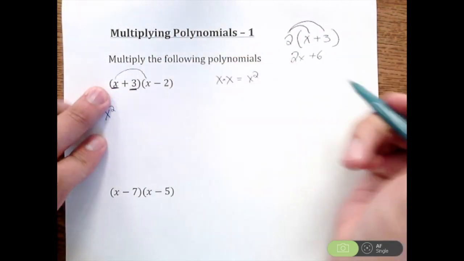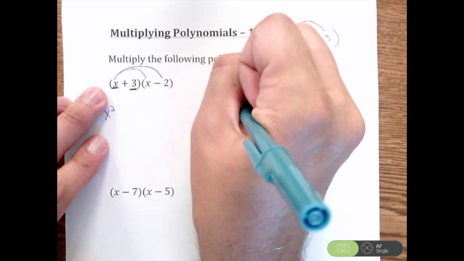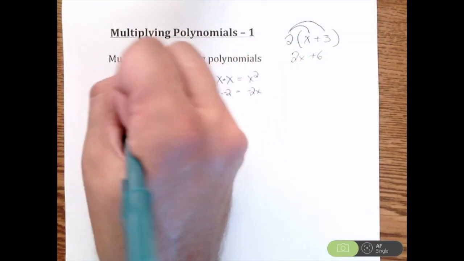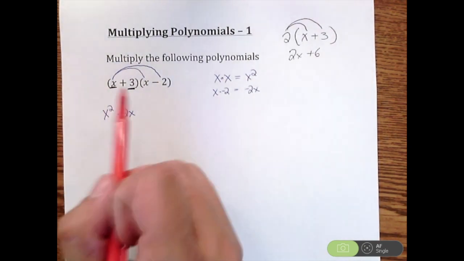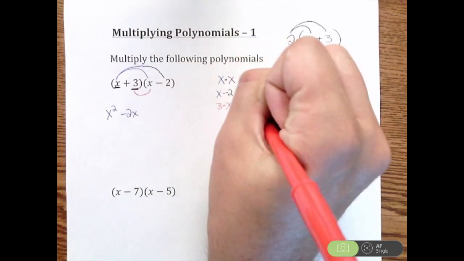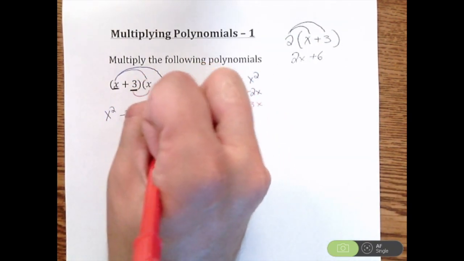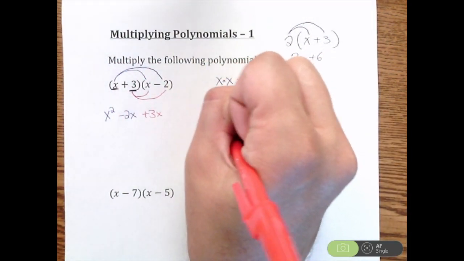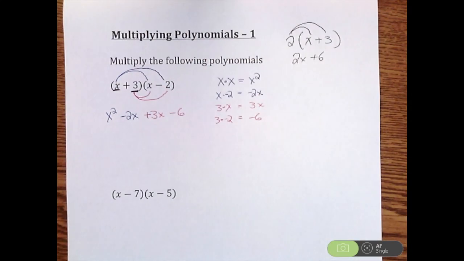I'm also going to take this x and multiply it all the way to the negative 2. So I take x times negative 2, which is negative 2x. So I took the x, I multiplied it through. Now I'm going to take this 3 and multiply it through as well. We're going to take 3 times x. 3 times x is 3x. Notice how that's a positive 3x. I'm going to put plus 3x there. I'm going to take this 3 and multiply it by negative 2. So 3 times negative 2, since we are multiplying here, is negative 6. So I get minus 6 there.